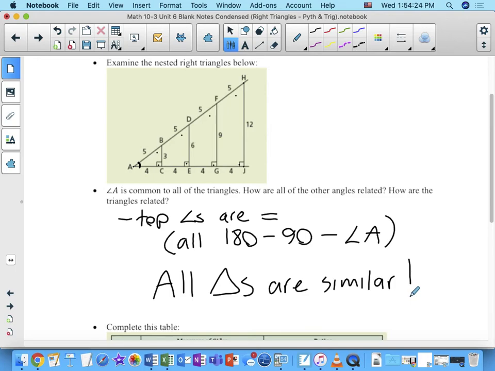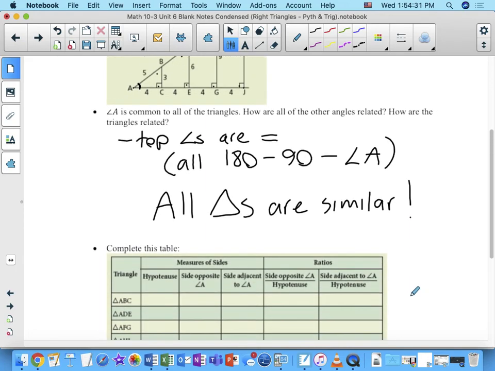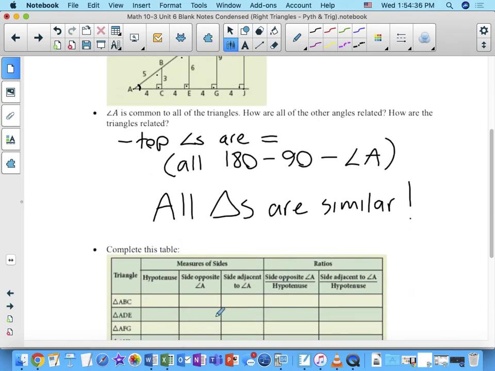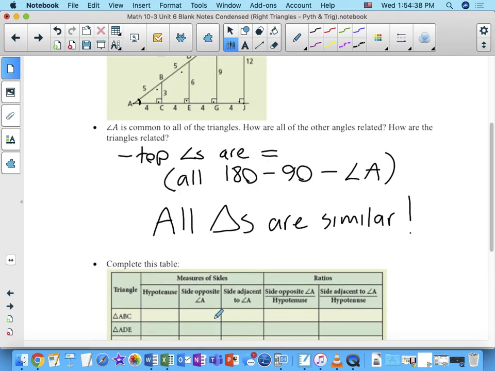Okay, so I'm going to leave it there for today because we're about to run out of time. I think what I'd like you to do, though, maybe we could just start to do this, okay? Start to fill out some of the side lengths here. So for triangle ABC, let's just look at the small one, and then we could start with this tomorrow, okay? For triangle ABC, if you look at the hypotenuse, that's the little guy, okay? The hypotenuse there is 5. It's the longest side. Okay, so I'm going to put in a 5 here.